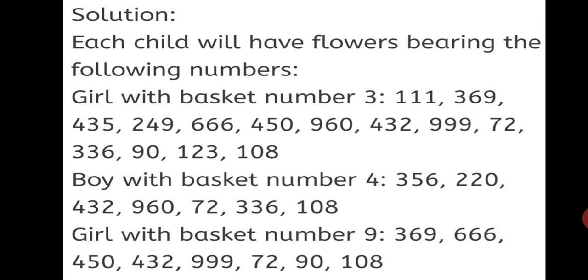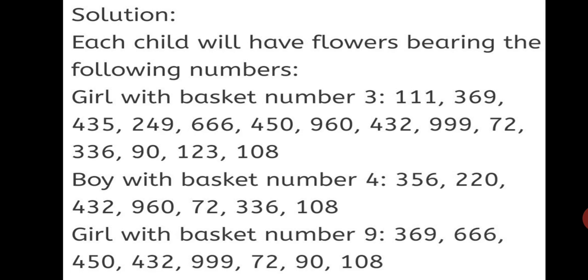So we begin with the number 111. Add 1 plus 1 plus 1 is 3. It is divisible by 3. That means 111 is divisible by 3. So it will go in the basket of the girl with number 3.